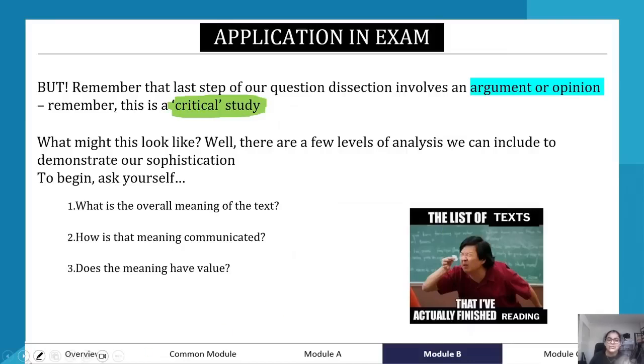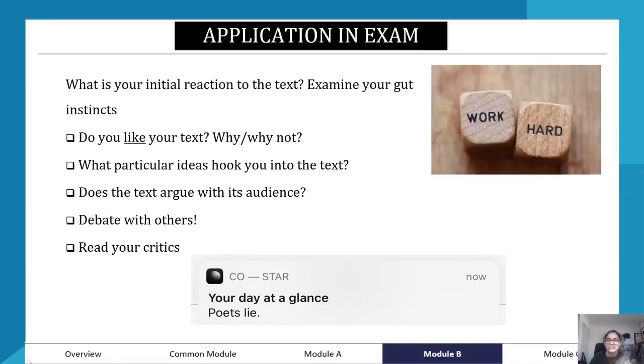And yes, make sure that you read your text at least before. Hopefully you should have all done that by now. So this is where having a first glance at your work can really help. Consider, do you like your text? Why or why not? What particular ideas actually hook you into the text? Does the text argue with its audiences? And you can also then debate with others and read your critics to solidify that.